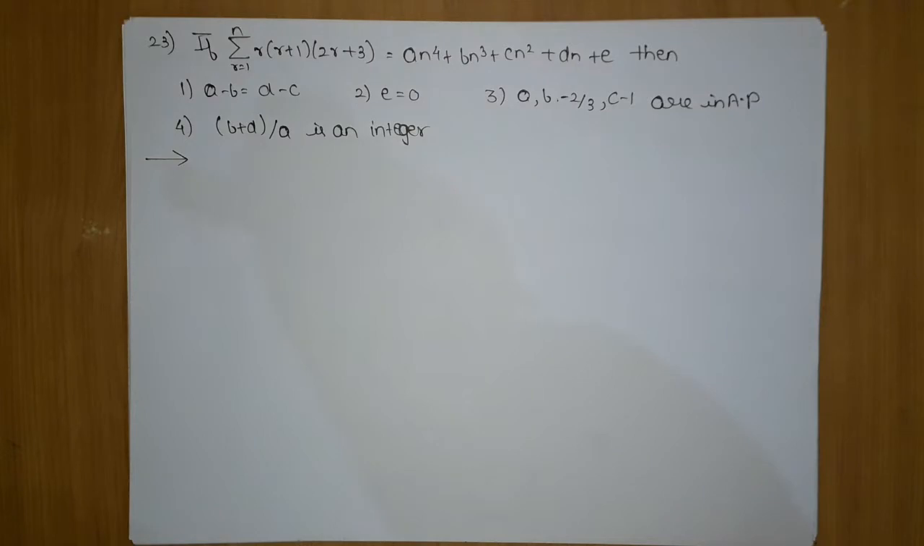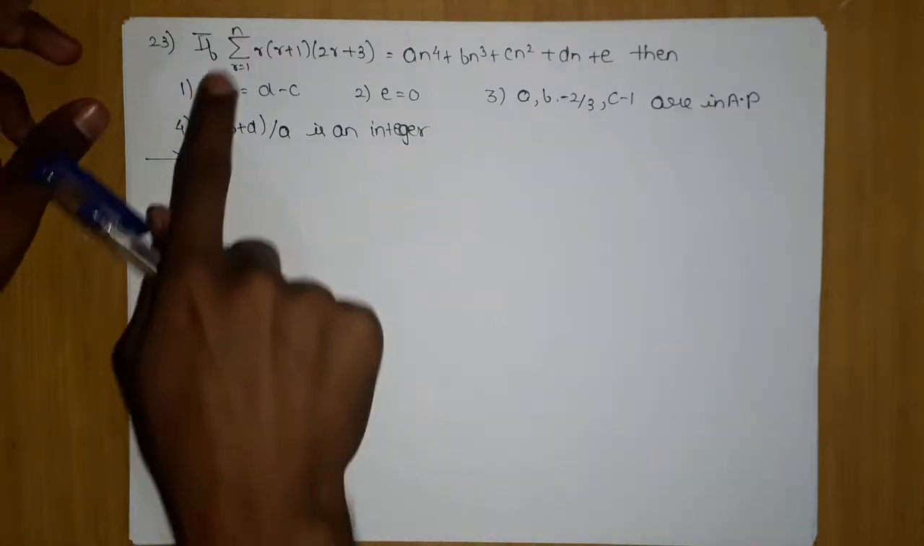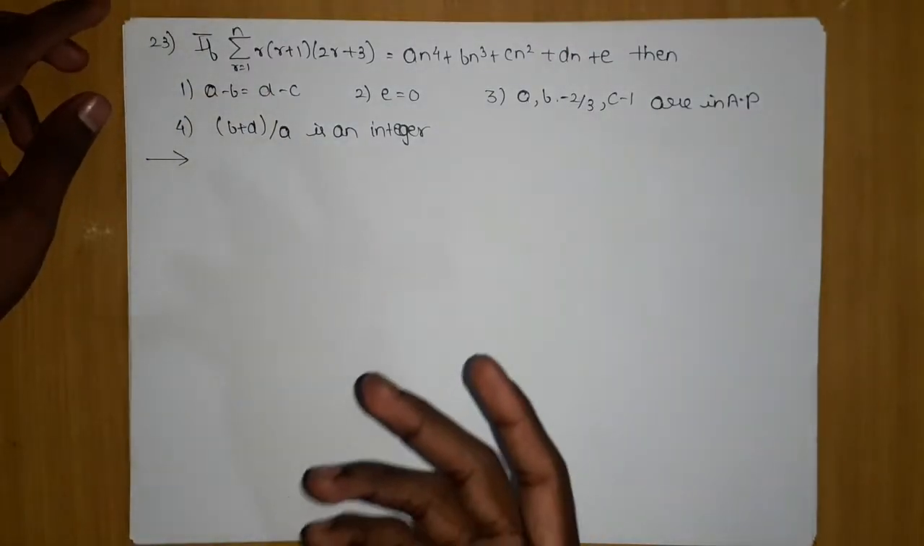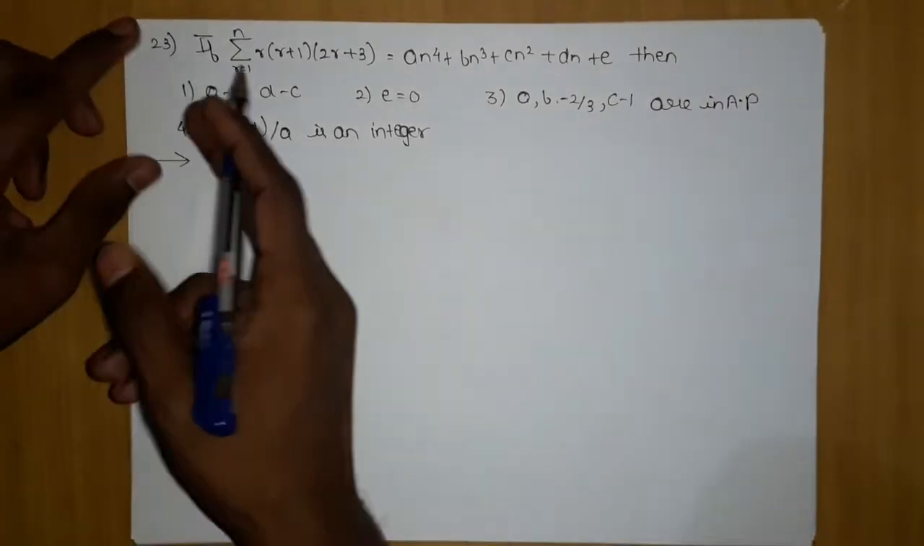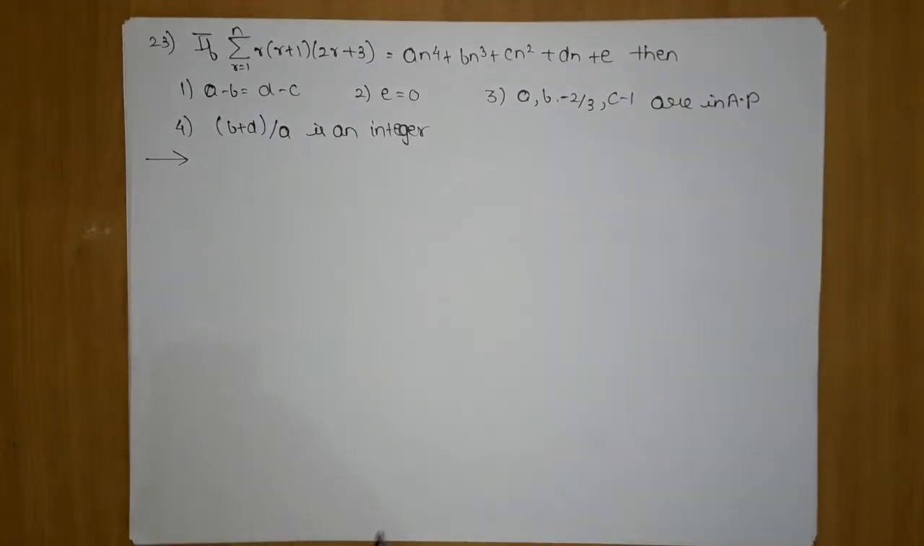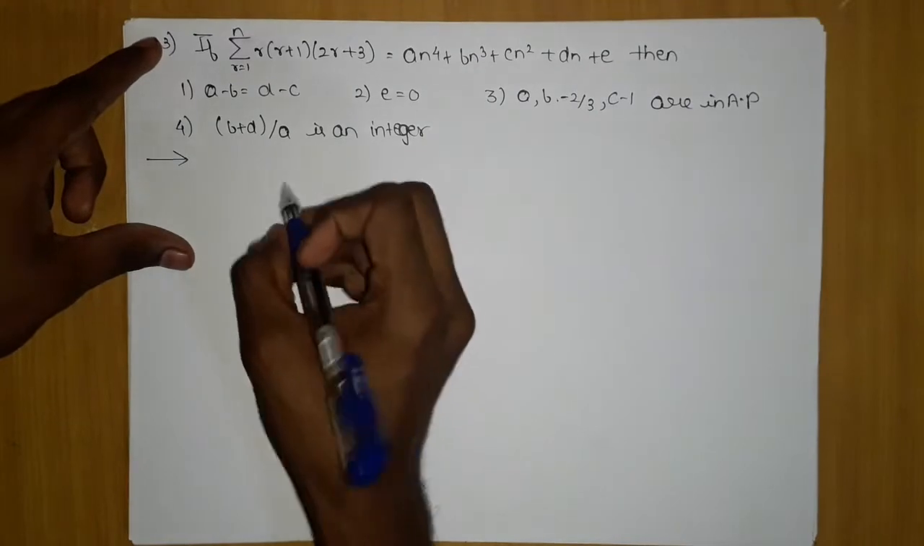Fourth, b plus d by a is an integer. Now how can we prove this? This is a good question. First, in summation we will multiply them, because the maximum power that can be formed here is cube. So we will just multiply them.